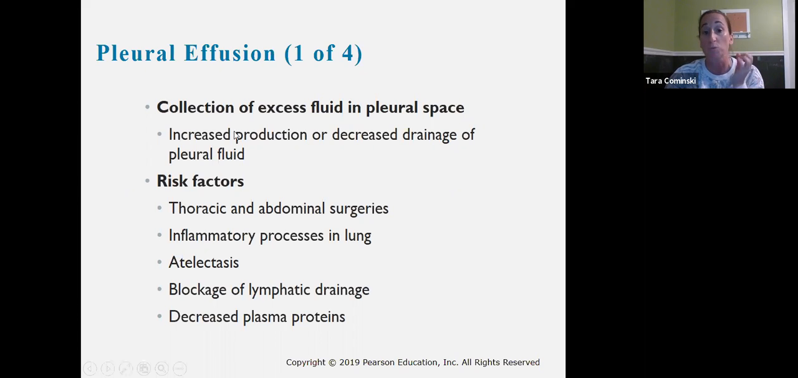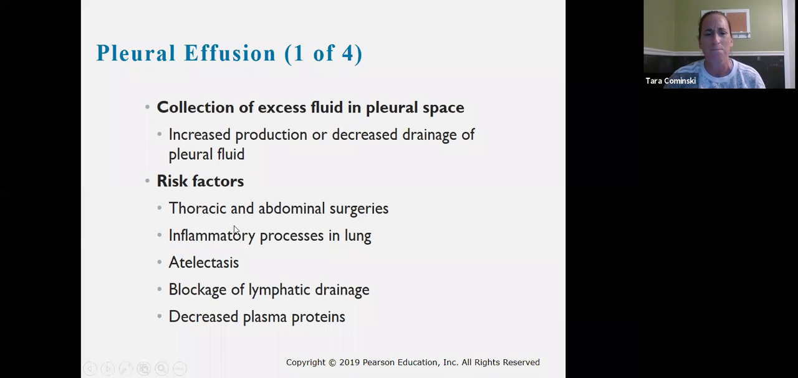So it says here, increased production, right? Or decreased draining of fluid, okay? So again, normally there's some fluid there, but you're going to have excess fluid accumulation, okay? Thoracic and abdominal surgeries can lead to some excess fluid there. Inflammatory processes can also contribute to a fluid buildup in that pleural space.